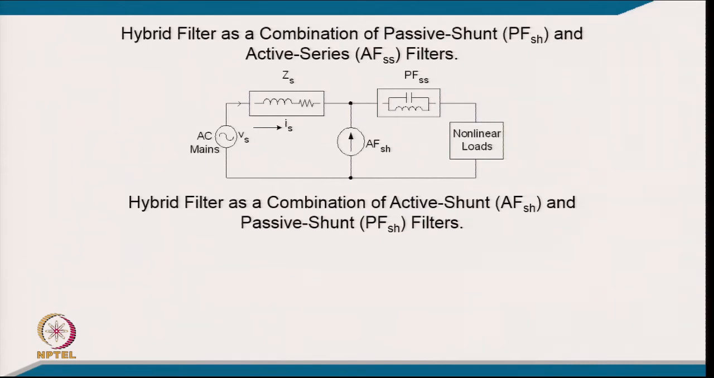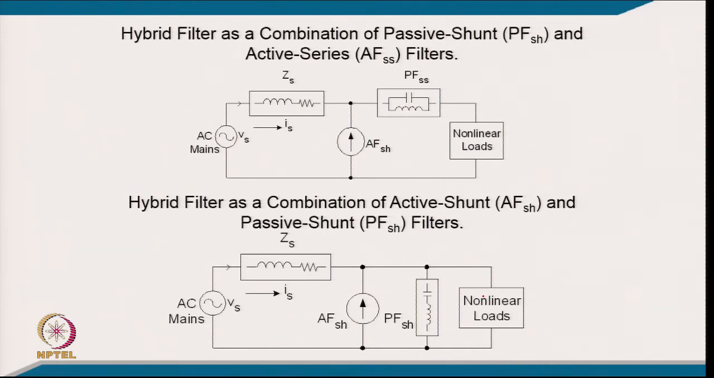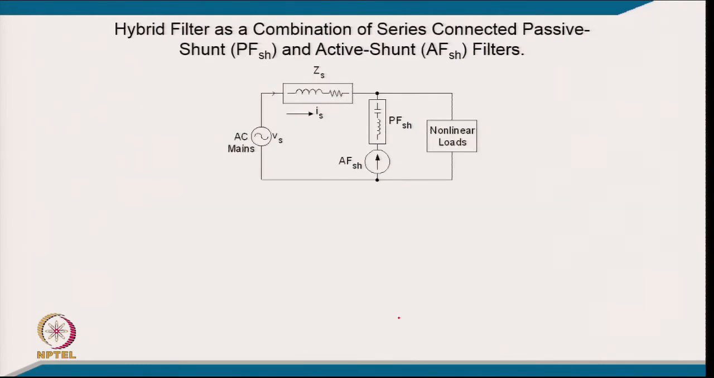Another option is a passive series and then an active filter in shunt, or you can have both in parallel, passive shunt and passive series. In this case, the major rating can go to the passive shunt, a small rating can go to the active shunt, and the drawback of the passive shunt can be eliminated. This is another very popular configuration.